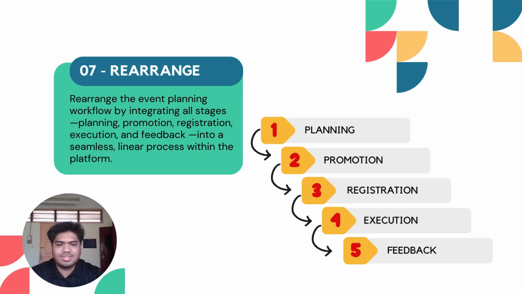The third is registration. This allows students to register for the events more easily. And the fourth is execution. Because of this system, the execution of the program becomes easy. And the fifth is feedback. After the event is done, the system will capture the feedback of the students to help the event organizer get better at organizing the event.